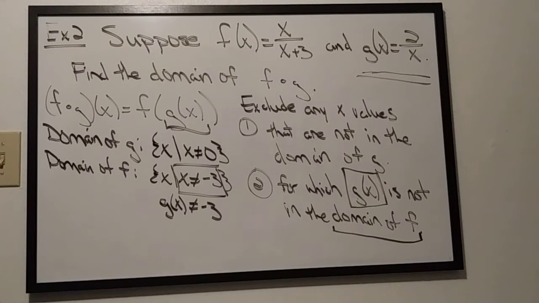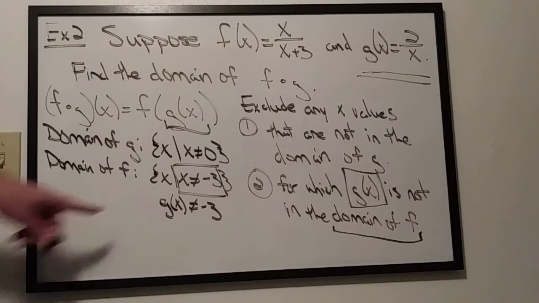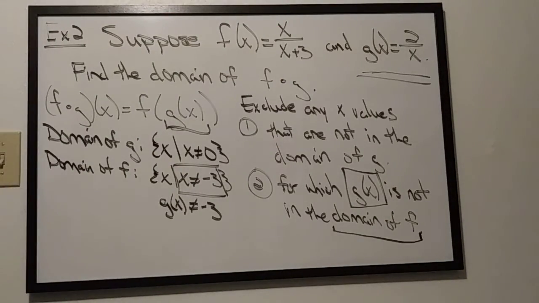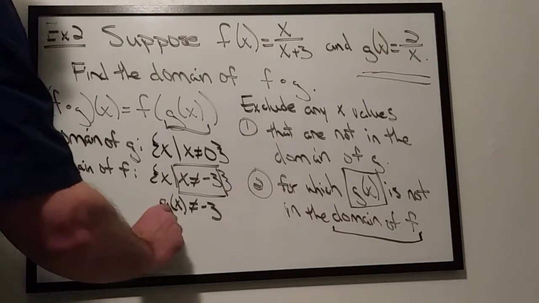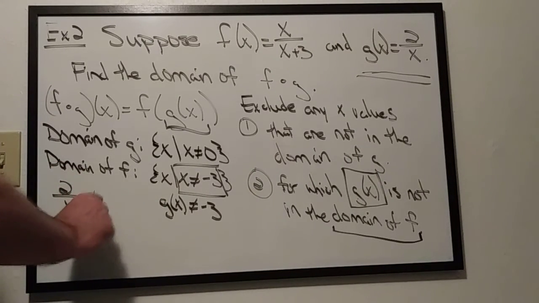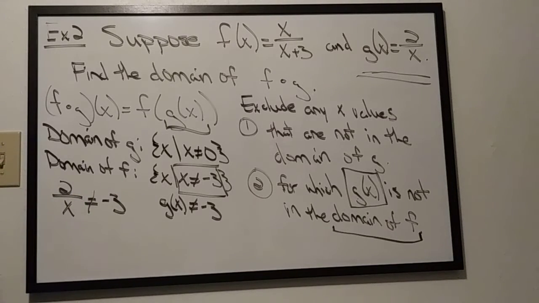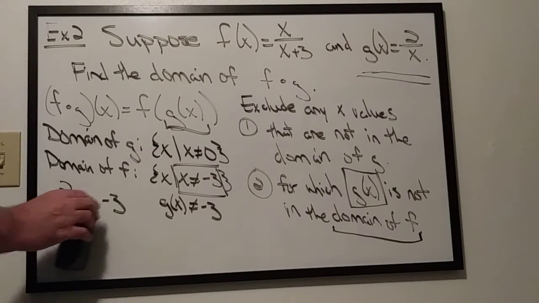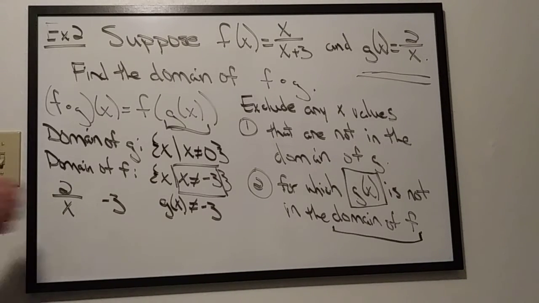Well, now that I know that my g of x can't equal negative 3, I know a rule for g. The rule for g of x is 2 divided by x. So we have 2 divided by x, and I'm going to choose to come over here. 2 divided by x can't equal that negative 3. So what I'm going to do is think about this as an equation for a moment, and then once I think about it as an equation, I can solve for the x value that causes me issues. So I'm going to change my not equal to into an equal while I'm doing this solution. So we have 2 divided by x equals negative 3 for the moment.